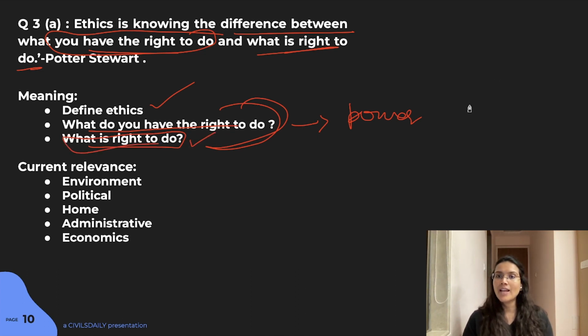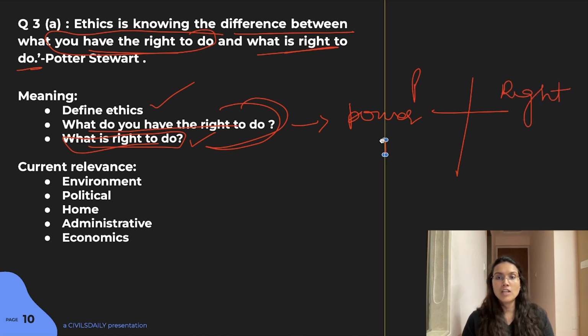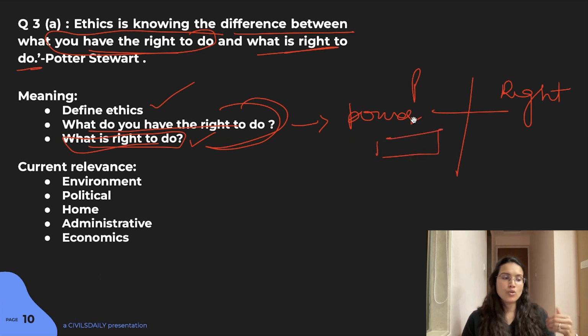Or what you can do is actually draw a table here. What is the power thing? What you have the right to do, and what is the right thing to do, right? So maybe when you're talking about, say, the north and south issue with respect to the environment, okay? So the US can get out of the Paris deal and everything, but what is the right thing to do is climate saving, right? So like this also you can draw a table here, and maybe in the introduction give a brief idea of what this meaning is about.